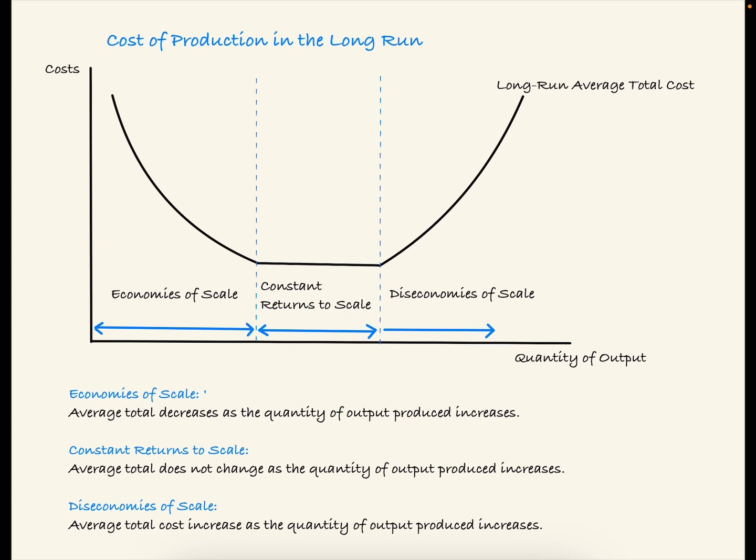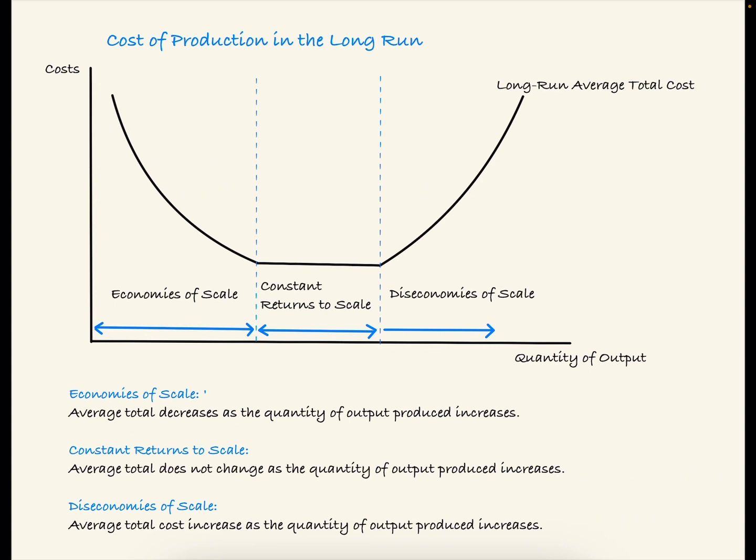Let's discuss costs of production in the long run. In our example, you can see the long run average total cost curve, or LRATC. And I've divided it up into 3 separate sections. So let's discuss. First, we have economies of scale. This is when the average total cost decreases as the quantity of output produced increases. Since it is downward sloping, the average total cost decreases as the quantity of output increases.